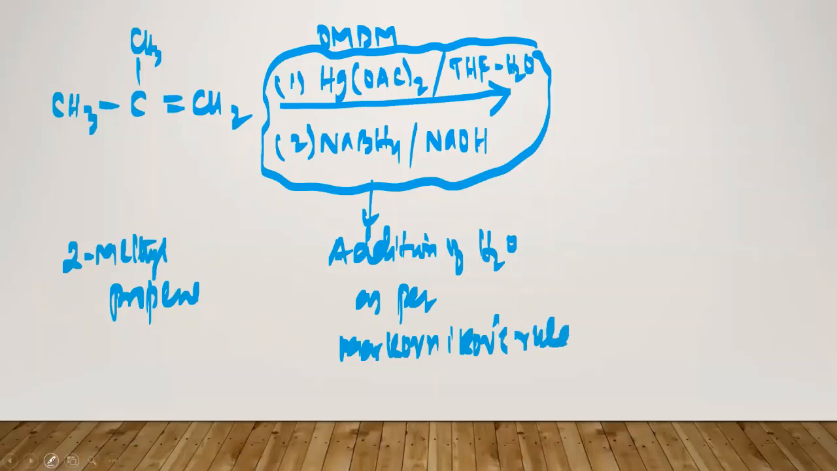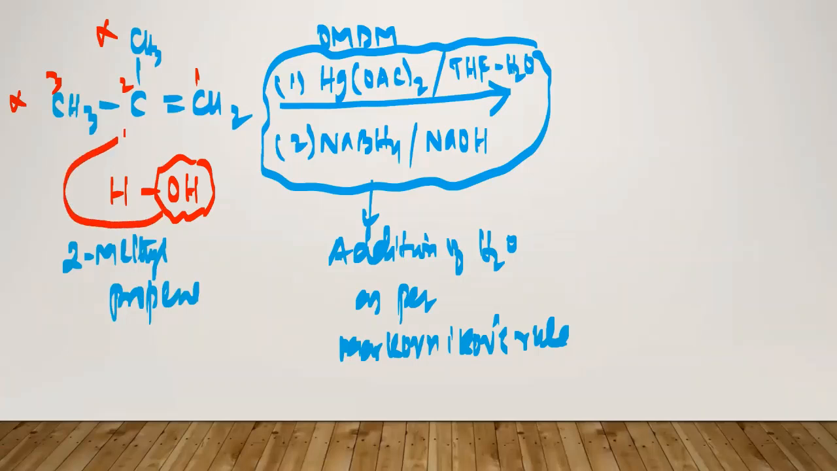So when you add water as per Markovnikov's rule, obviously just add a water molecule here. The OH group will go to that carbon which has fewer hydrogens. This second carbon has fewer hydrogens, zero. So obviously the OH will go to the second carbon and H will go to the first carbon, and let us break the pi bond.